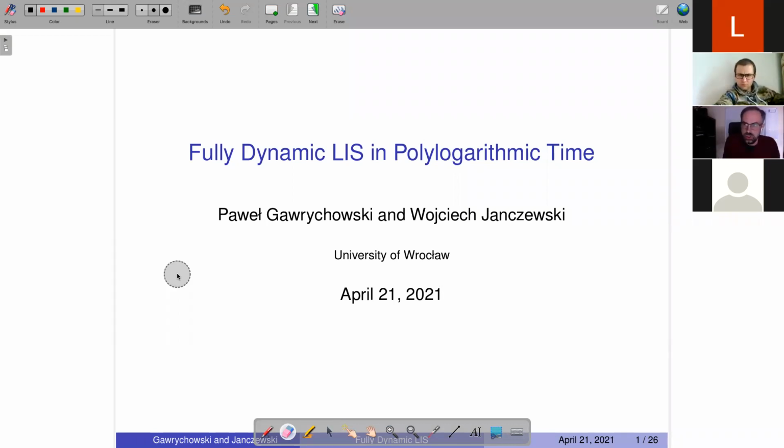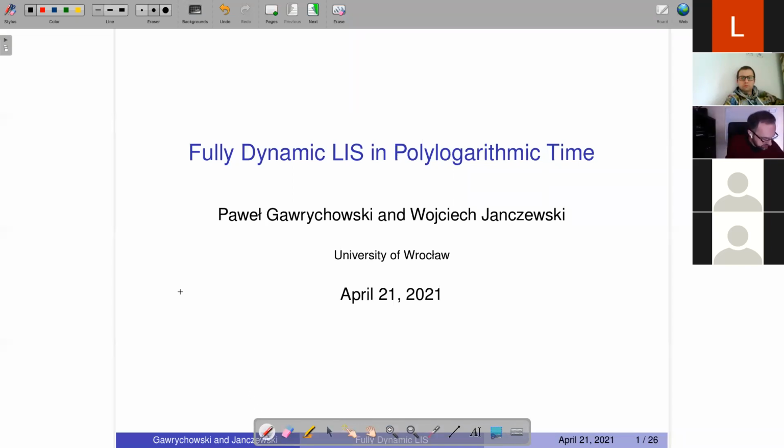It's joint work with Wojciech Janczewski, who is my PhD student at University of Wrocław. It will be about the very classical longest increasing subsequence problem, but with a twist. The twist will be that it's a dynamic version of this problem. It will be based on two papers. One is published and the other is not. You can find both of them on arXiv.